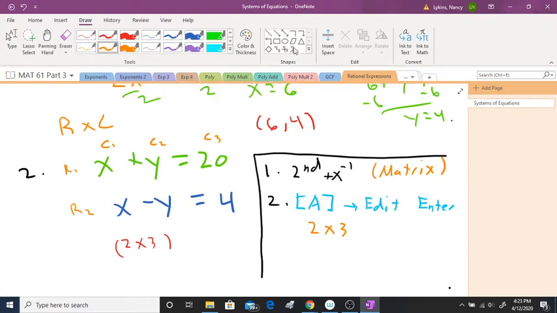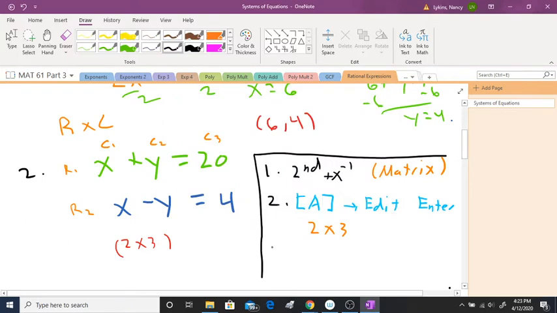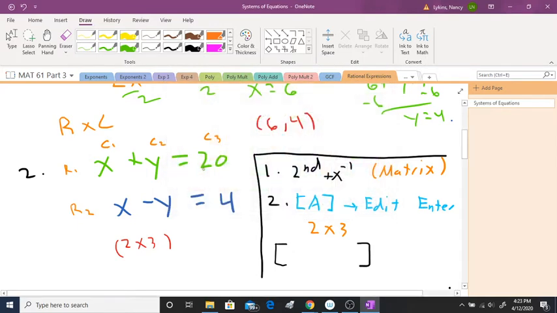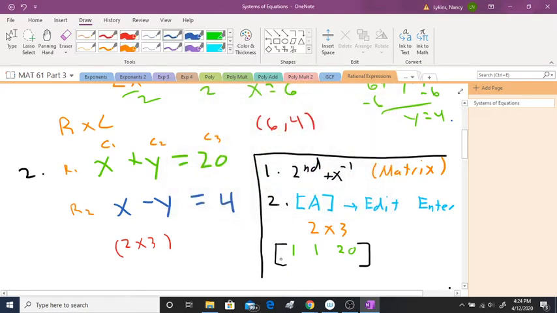So your matrix will look like this. The top is my green equation, so I'm going to represent that in green. The x is a 1, the y is a 1, and then you have a 20. So all you have to do is hit 1 enter, 1 enter, and 20 enter. Then it goes to the blue one. On the blue one, the x is a 1, the y is a negative 1, and then you have a 4.